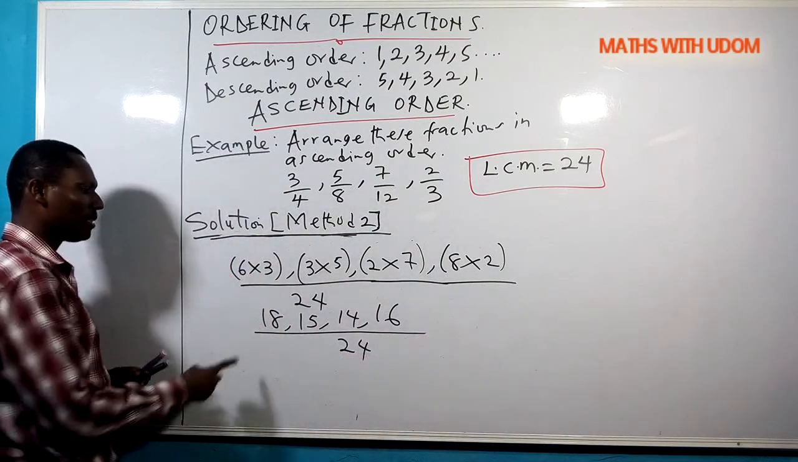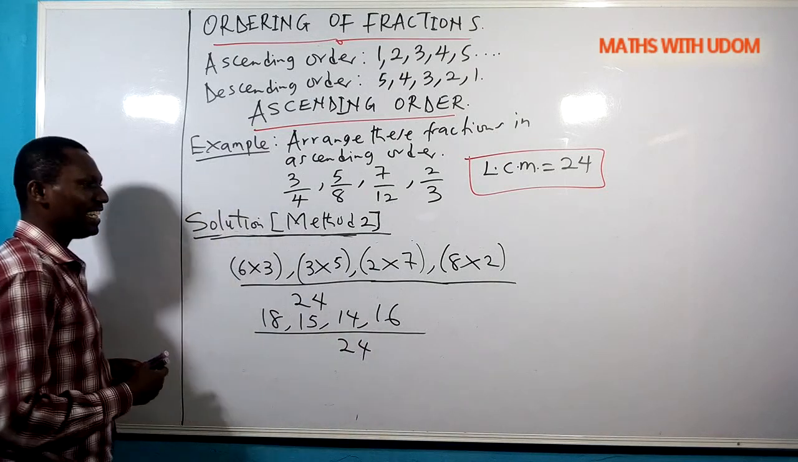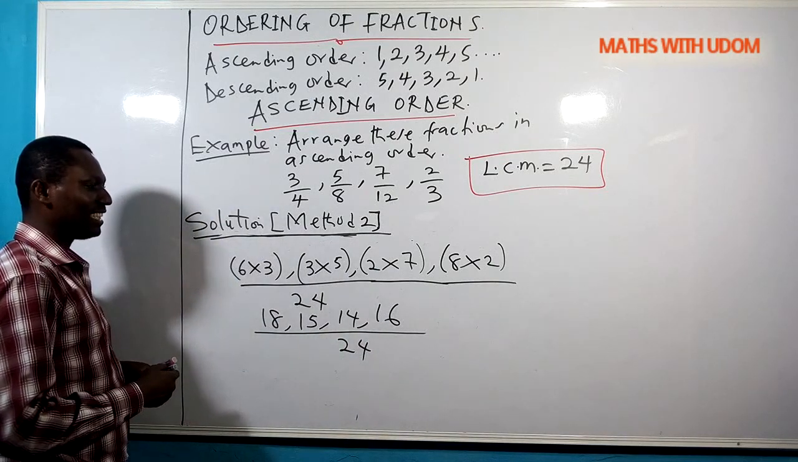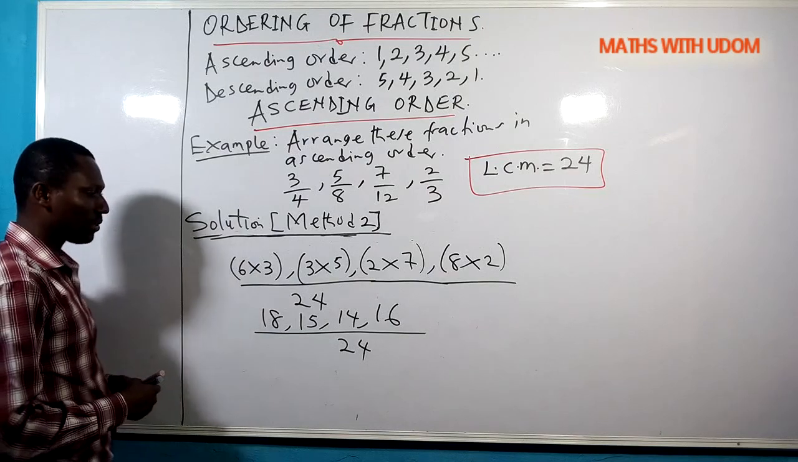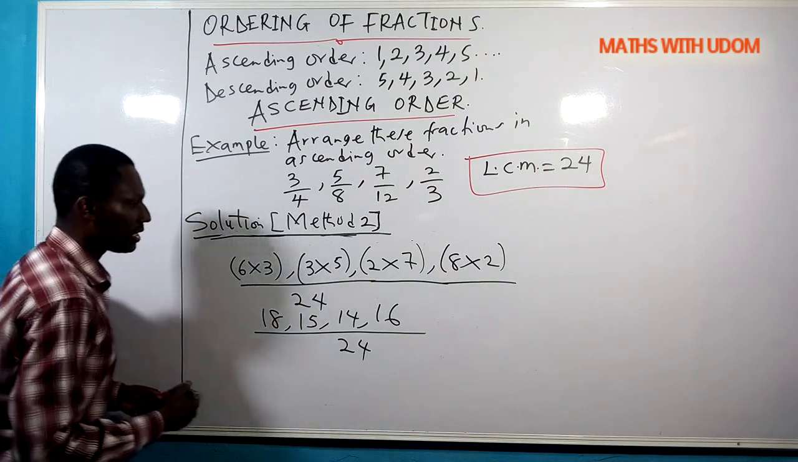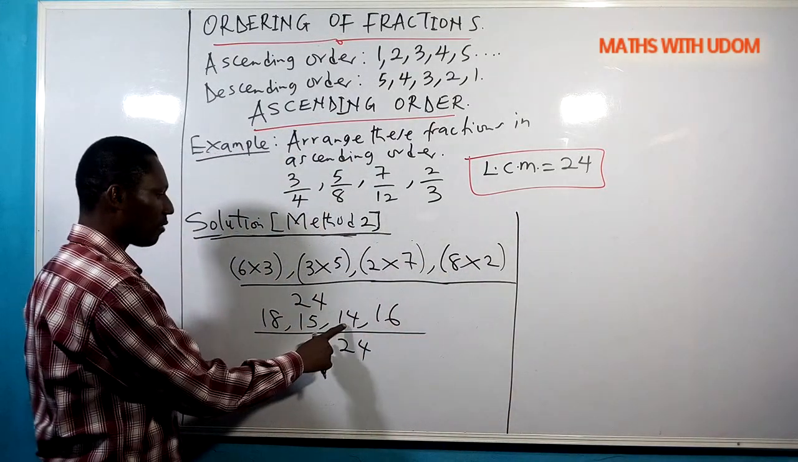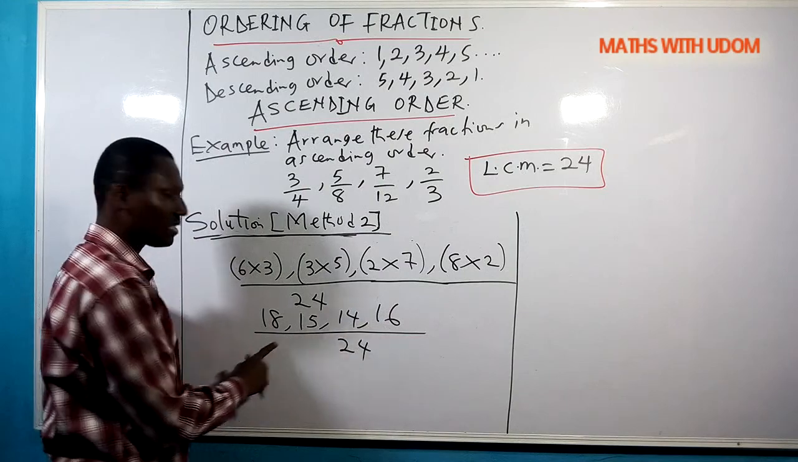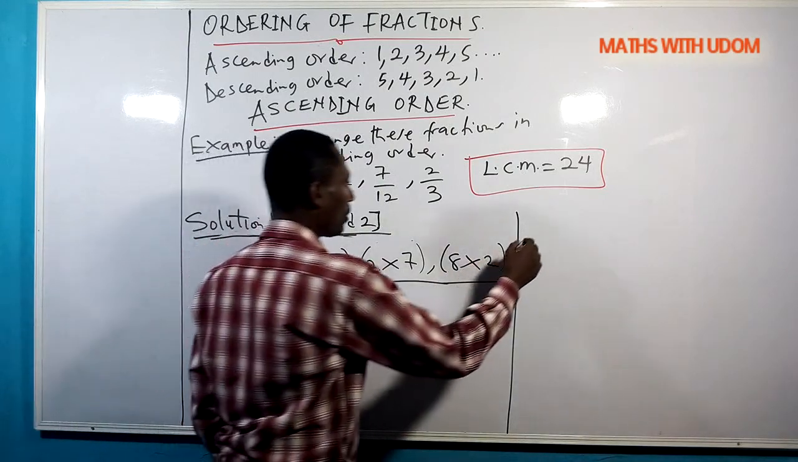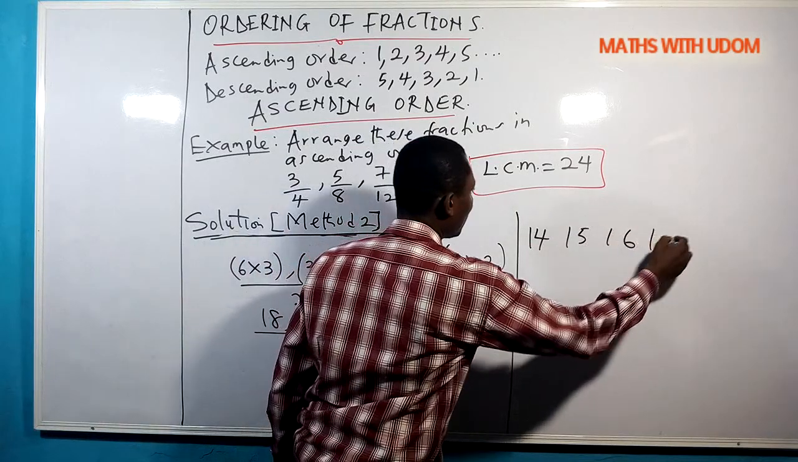Alright. So from here, we are going to now arrange what we got here in ascending order. We arrange them in ascending order. So what number is the smallest from here? Which one is the smallest? So let me continue from here. So from here, 14, 15, 16, 18. That's the order. So we have 14, 15, 16, 18.